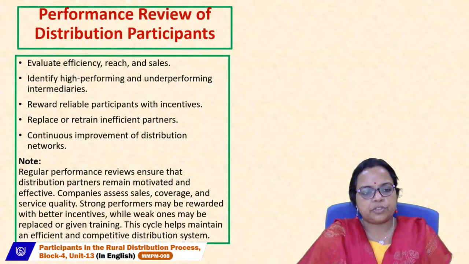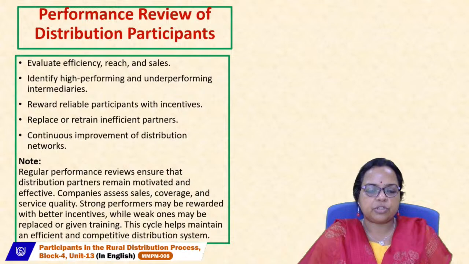Continuous improvement of the distribution network due to performance review. When the performance review shows a gap between the actual and the expected one, the company takes the initiative to close that gap. So continuous improvement is happening in their distribution network.